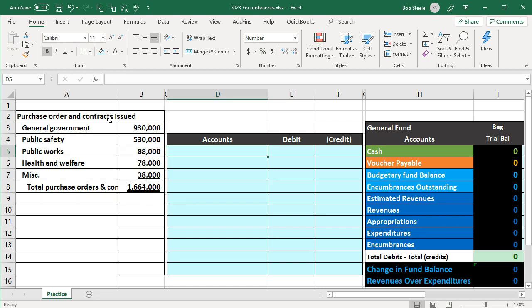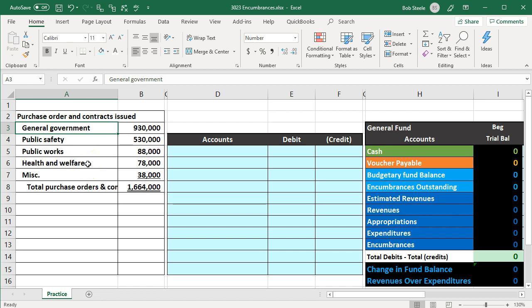If we had posted the budgetary information, we would be using those budgetary accounts, which are the estimated revenue, the appropriations, and the budgetary fund balance. In other words, this transaction we're doing here is not the budgetary transactions, but it's still a little bit odd, a little bit different than we would see in a for-profit type of organization. So what we have here is the purchase order and the contracts issued.